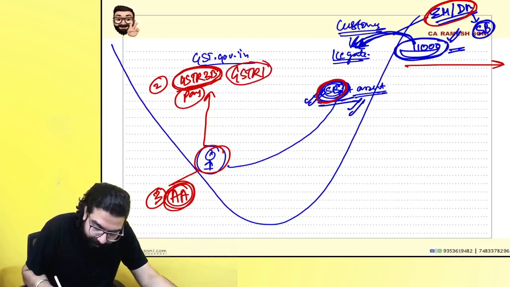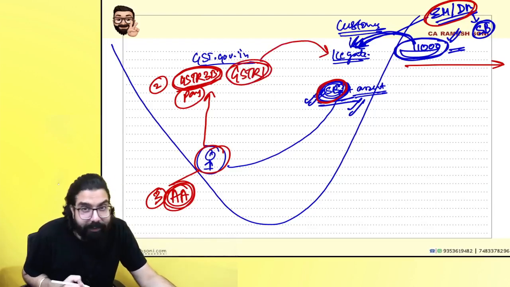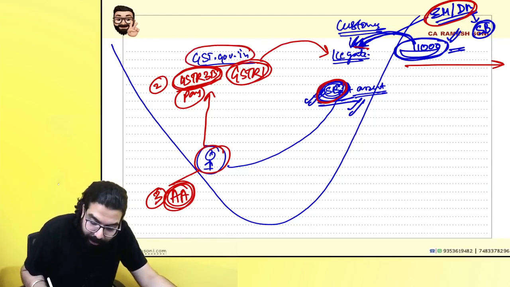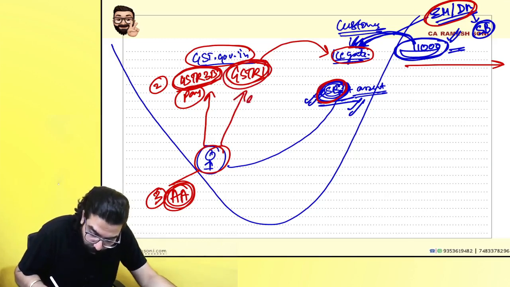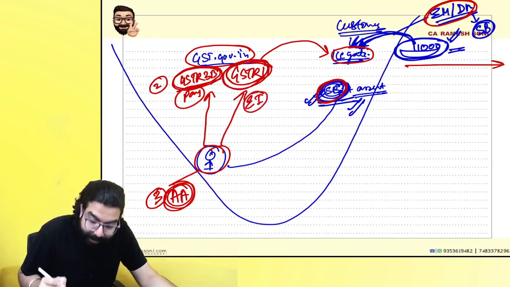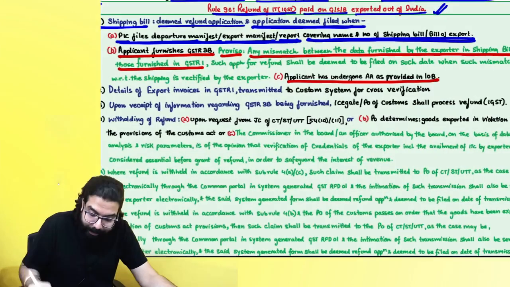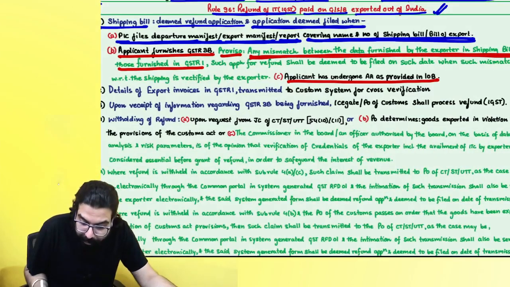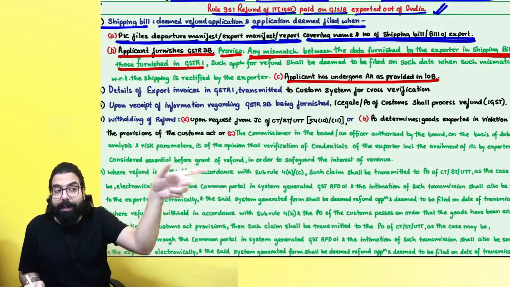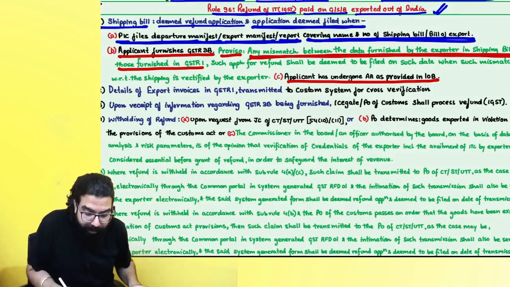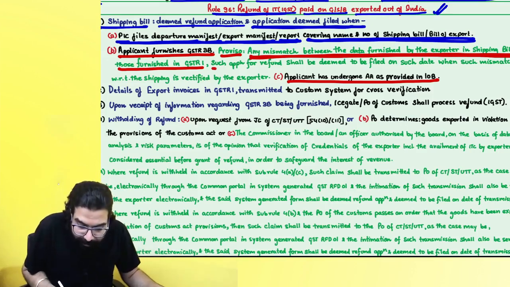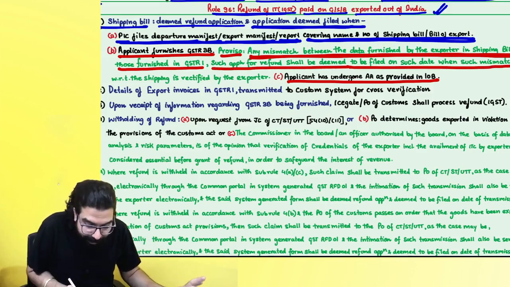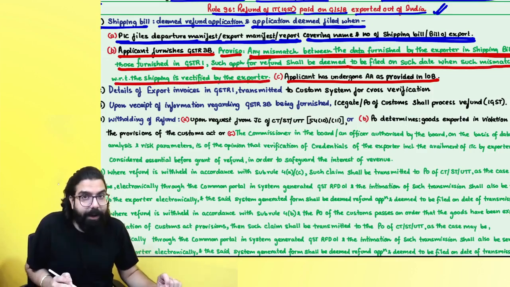Yes, and the GSTR-1 details also go to the IceGate portal. This gst.gov.in and the customs portal have now been integrated. Here I will show my export invoice details, and those details will be matched with the shipping bill details. Any mismatch between the data furnished by the exporter in the shipping bill and the export invoices furnished in GSTR-1, then such application for refund shall be deemed to be filed on the day such mismatch with respect to the shipping bill is rectified by the exporter.